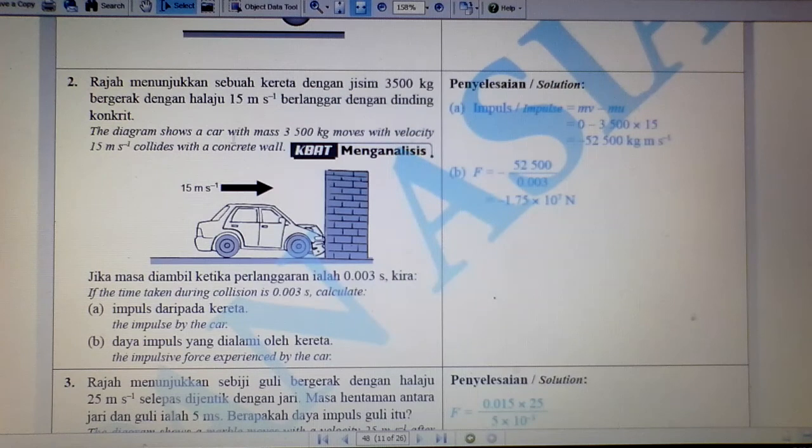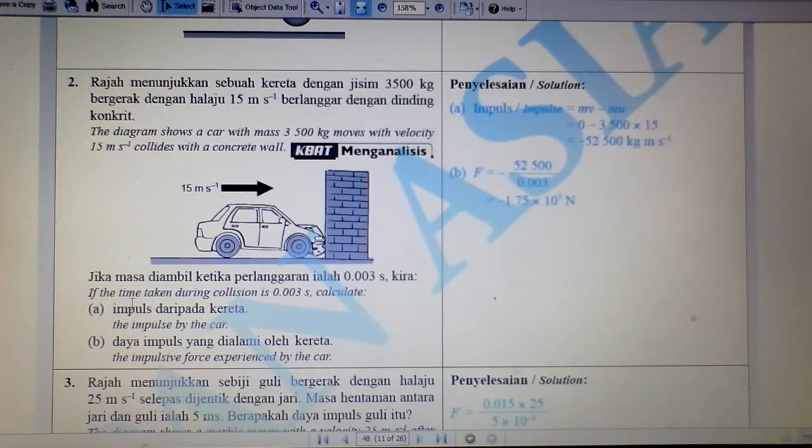Okay, now we look at number 2. The diagram shows a car with mass 3,500 kg moving with velocity 15 meters second negative 1 and colliding with a concrete wall. You can look at the diagram. Again, try to label all the information given. You can label it on your question paper, then label the diagram. For example, m equals 3,500 kg. Initial velocity 15 meters second negative 1. The car collides with the concrete wall, meaning finally the car is at rest after collision. Thus the final velocity equals 0.